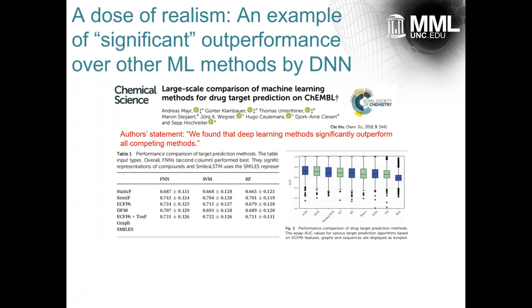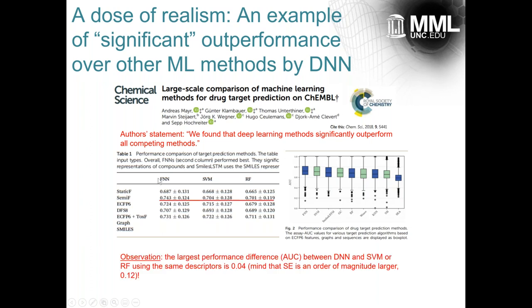This is a study that concluded that deep learning methods significantly outperform all competing methods. But if you look more closely at the statistics for the deep learning approach versus standard support vector machines or random forest, the advantage is at the level of 0.04 at best accuracy improvement. And that's at the same time as the statistical error is an order of magnitude larger. So basically, these algorithms as applied to structure-property relationship modeling show promise, but are yet to show superiority.